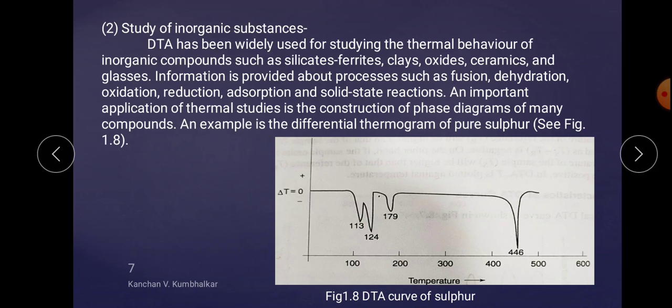An example is the differential thermogram of pure sulfur. Now let's check out one point. What is meant by a phase diagram? A phase diagram is a diagram in which the temperature and the state of any material are plotted in graph format. That is known as the phase diagram.